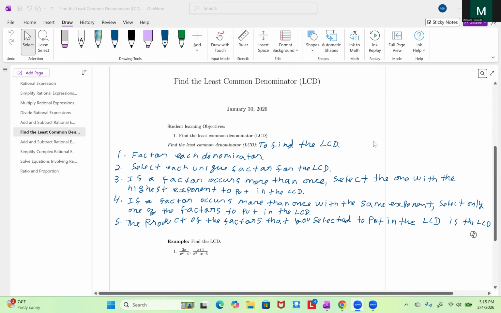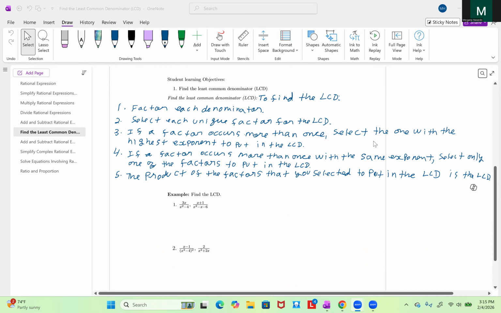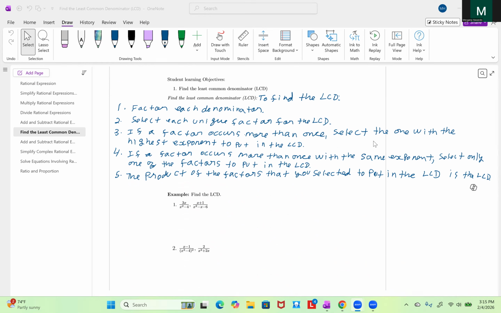1. Factor each denominator. 2. Select each unique factor for the LCD. 3. If a factor occurs more than once, select the one with the highest exponent to put in the LCD. 4. If a factor occurs more than once with the same exponent, select only one of the factors to put in the LCD. 5. The product of the factors that you selected to put in the LCD is the LCD.